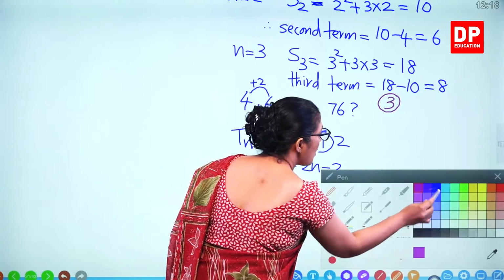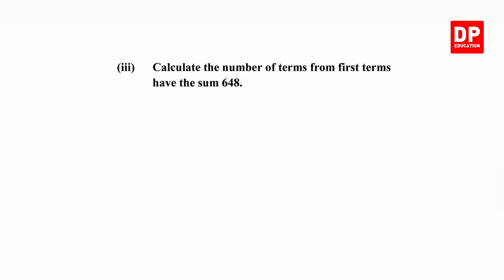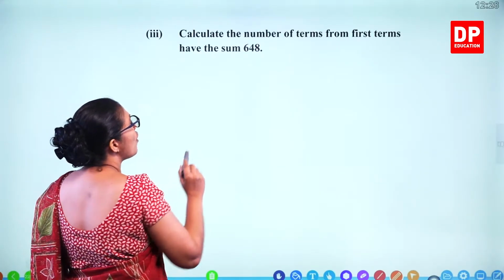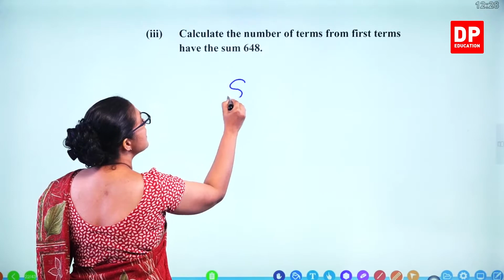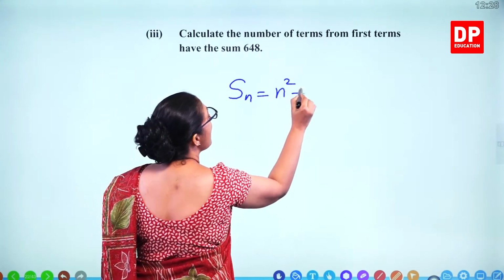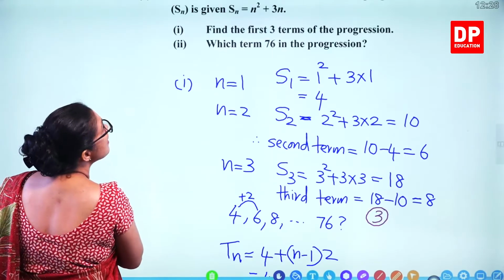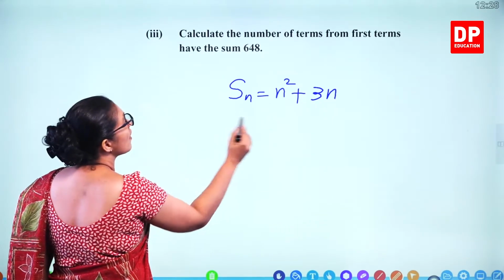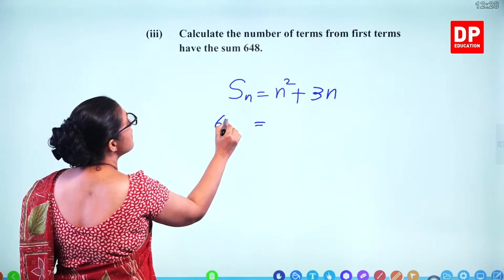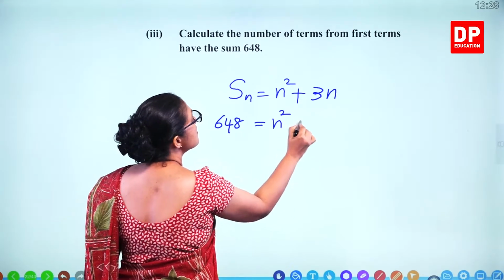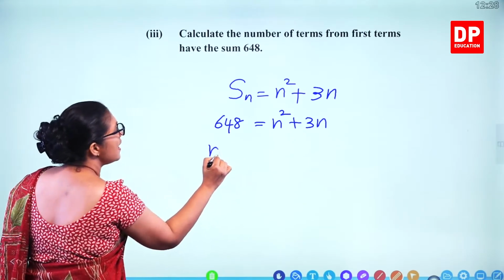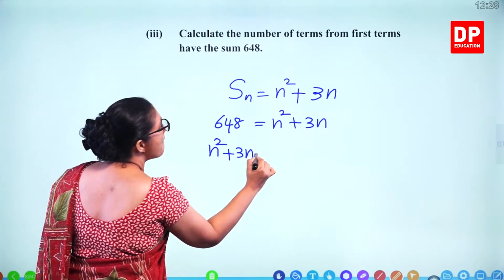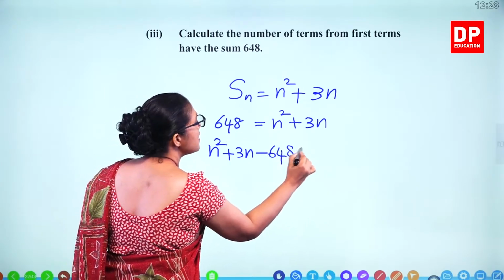Now let's take the next one. Third part: calculate the number of terms from the first term that have the sum 648. So the sum is 648. So what is Sn? N squared plus 3n. Then this is 648. So take all terms to one side. N squared plus 3n minus 648 equals 0.